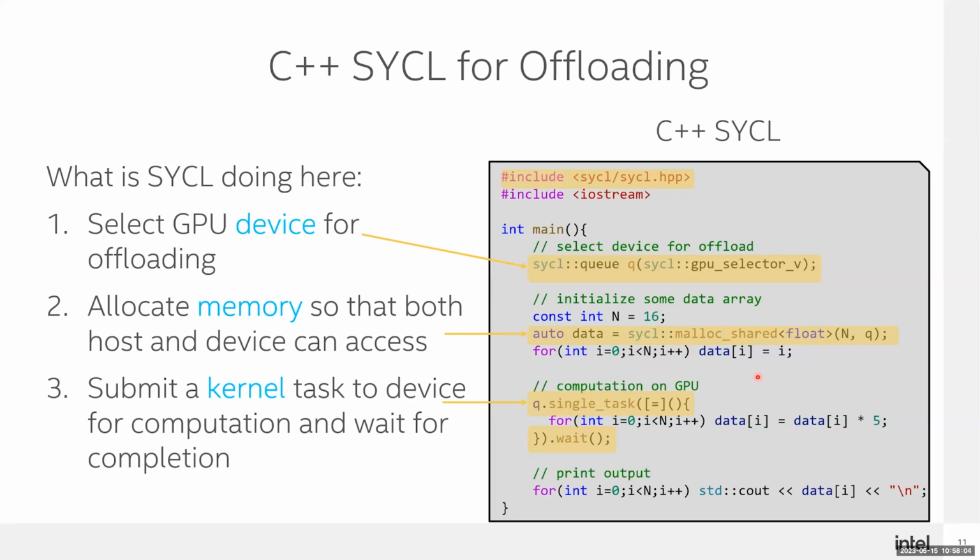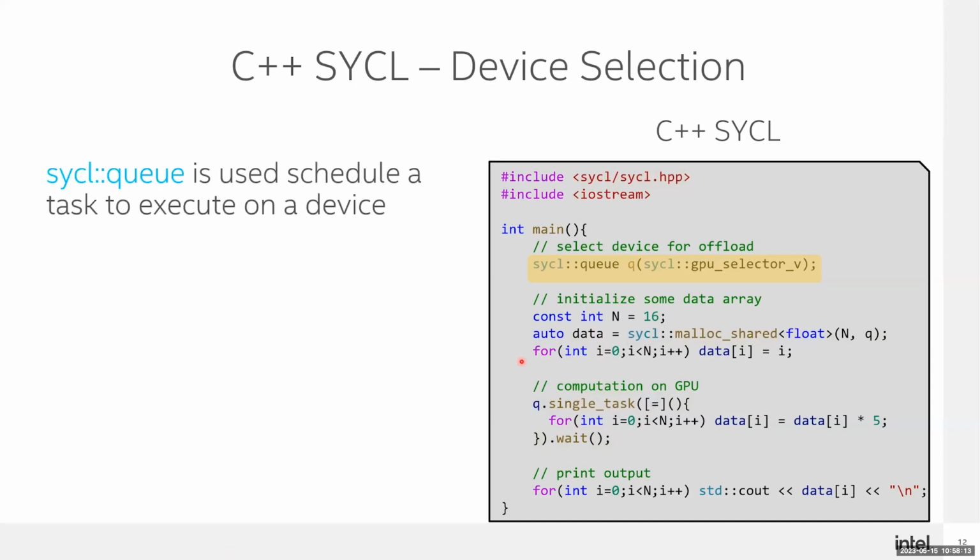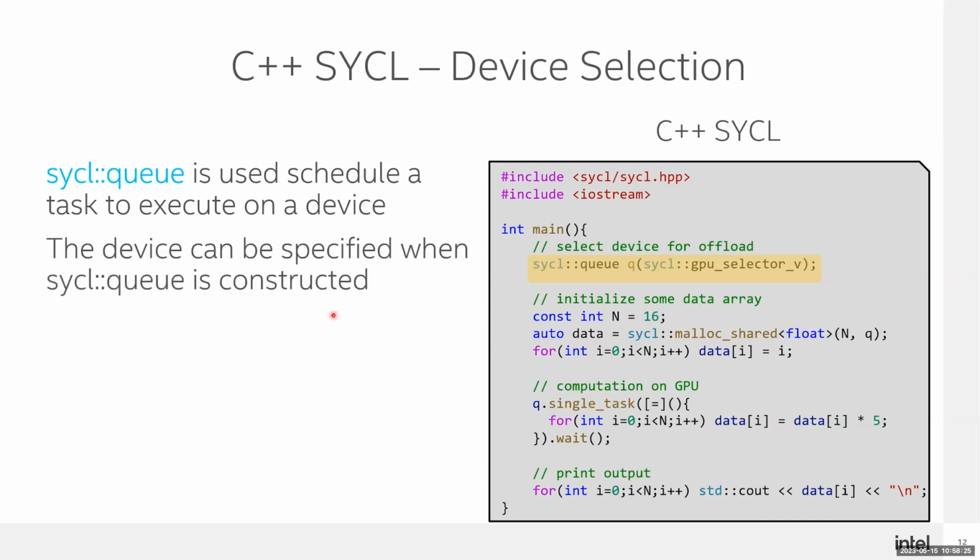So with that, let's try to understand each one of these steps, the three steps that we just learned. You can see that in this first step, we've used something called a SYCL queue, which is mainly used to schedule a task to execute on the device. And the device can be specified when the queue is constructed. So that's what we've done here. We've specified a queue, and this queue is used everywhere. This queue is used for memory allocation. This queue is used to submit a task.